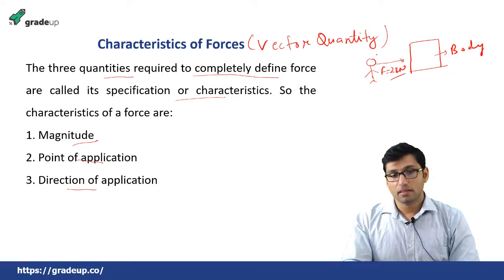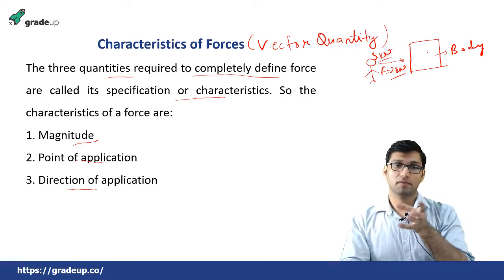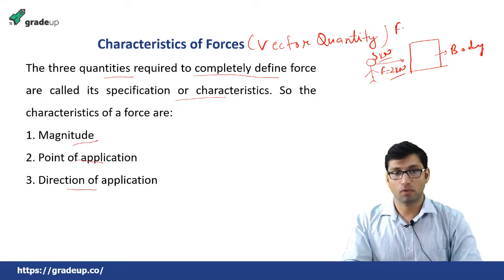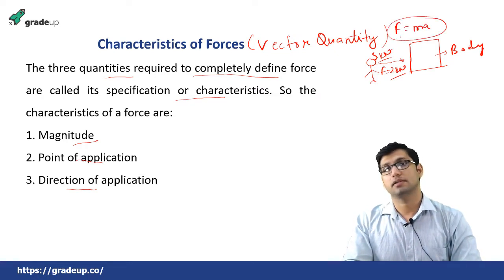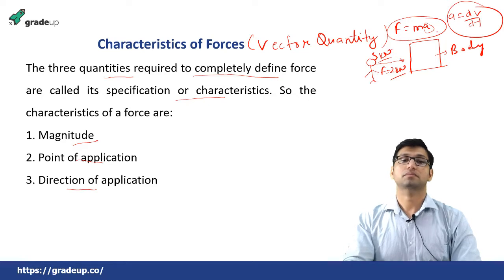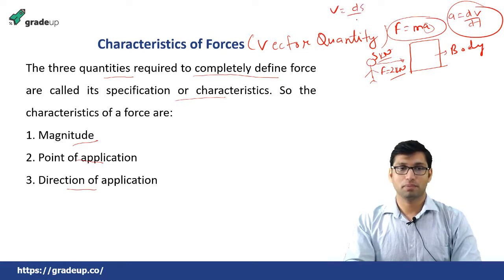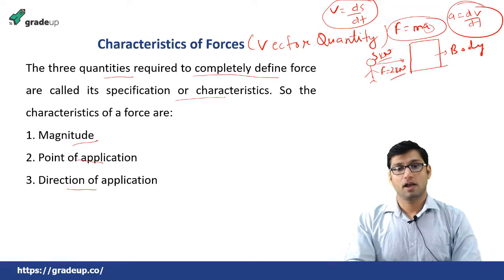Now, if I increase the force to 5 kilonewton, the motion or the velocity of the body will increase. Why? Because force is proportional to mass into acceleration, and acceleration is nothing but the rate of change of velocity, and velocity is the rate of change of displacement. I hope you have revised your concept of displacement, velocity, and acceleration. These are three vector quantities. The rate of change of displacement is velocity, and the rate of change of velocity is called acceleration. Force is equal to mass into acceleration. This is nothing but Newton's second law of motion.